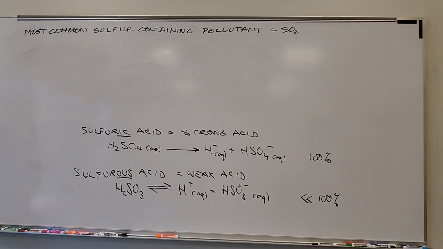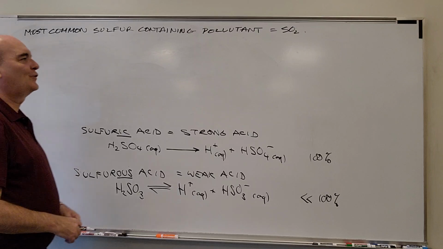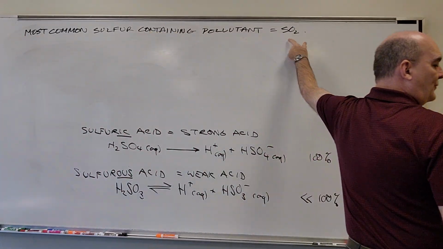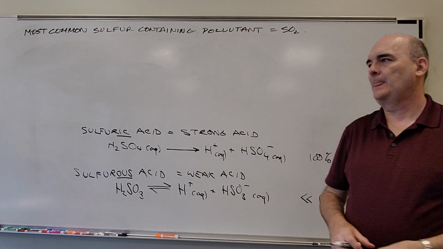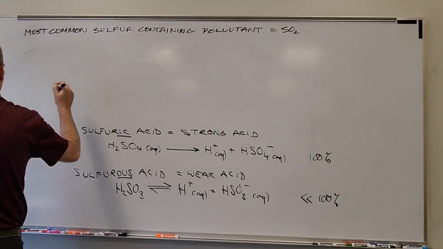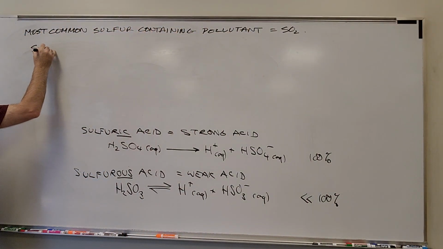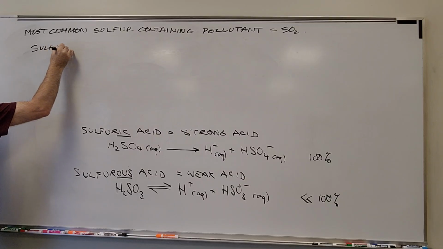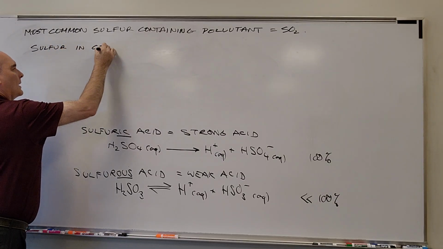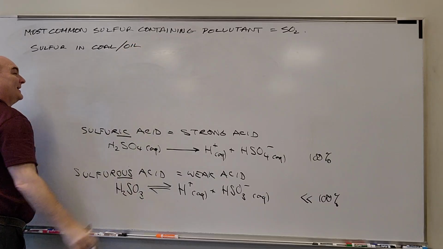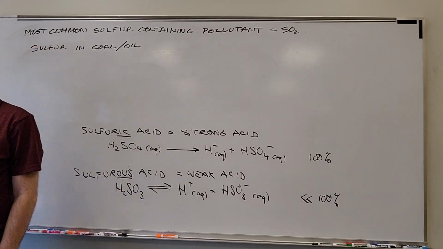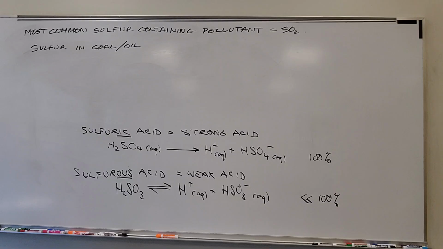If we're tracking the origin of how the sulfuric acid and sulfurous acid got into the atmosphere, we're going to track it back through sulfur dioxide. The sulfur is in coal, and oil, and to a lesser extent, natural gas. Natural gas is much cleaner than coal and oil.